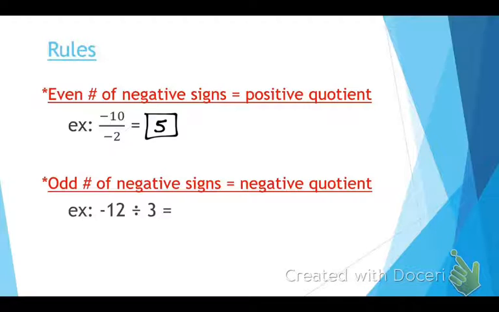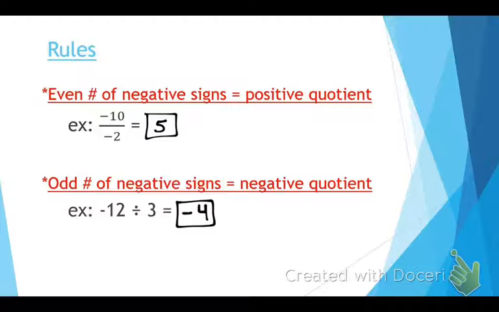Going on to the next one. The odd number of negative signs will always give you a negative quotient or a negative answer. So how many negative signs do you see in this problem? There's only one. Is the number 1 odd or even? Odd. It's an odd. So my answer has to be? Negative. Okay. Now what is 12 divided by 3? 4. So your answer is negative 4. All right. So that's how the even and odd rule works. It's the same as multiplying.